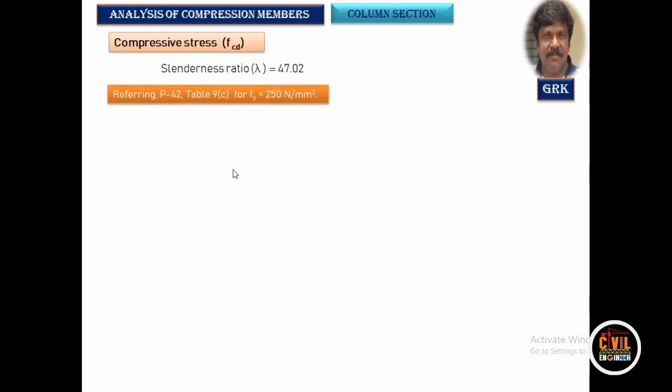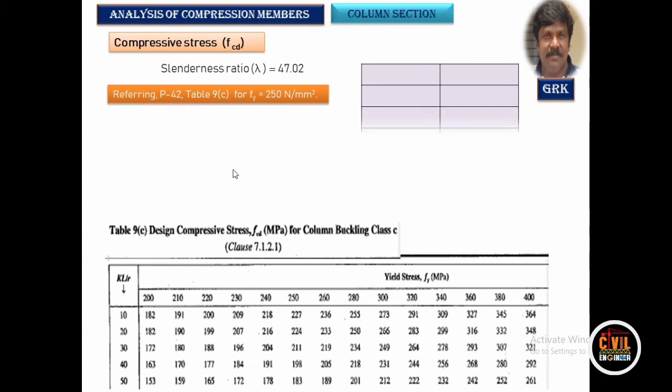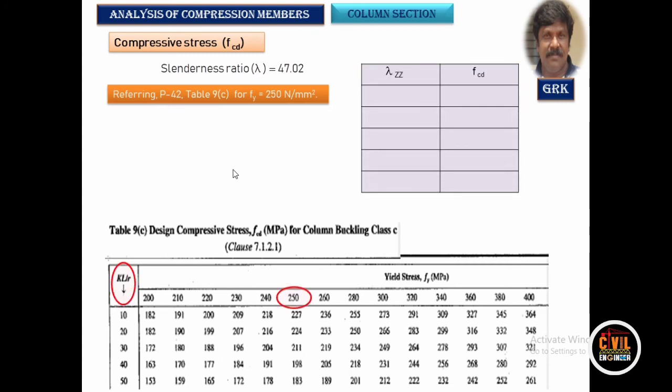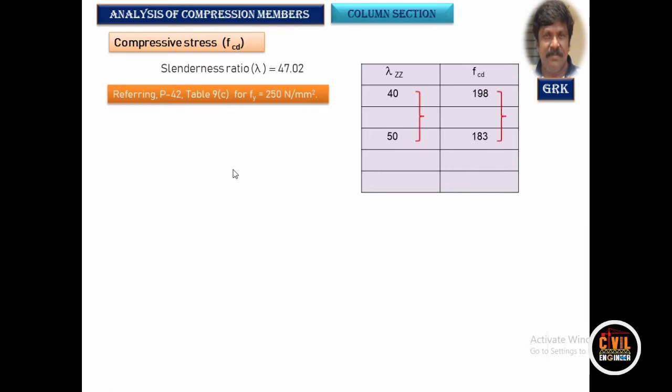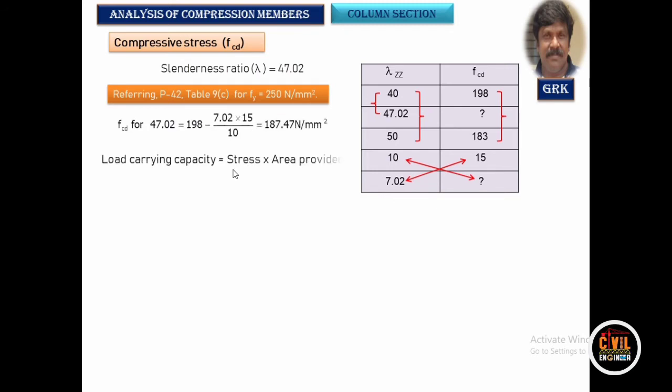So by interpolation, referring to table 9C on page number 42 of IS 800-2007, we can get the value of FCD for 47.02 slenderness ratio. So for 40 it is 198 and for 50 it is 183. For 47.02 how much? You are versed with all these things. You know how to calculate. FCD value is 187.47 Newton per millimeter square.